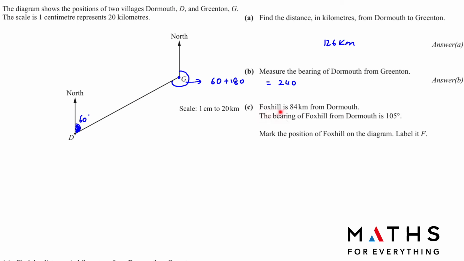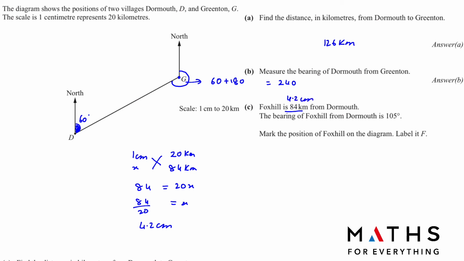Next part. Foxhill is 84 kilometers from Dormouth. The bearing of Foxhill from Dormouth is 105 degrees. Mark the position of Foxhill on the diagram, label it F. The first thing we need to do is convert the kilometer to centimeter. 1 centimeter is equal to 20 kilometers. Therefore, 84 kilometers is equal to how many centimeters? Cross multiply. Divide by 20. That will give us 84 divided by 20, 4.2 centimeter.